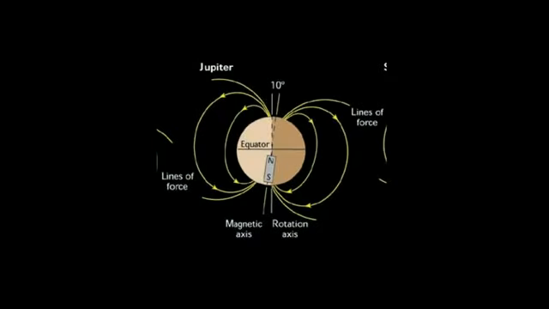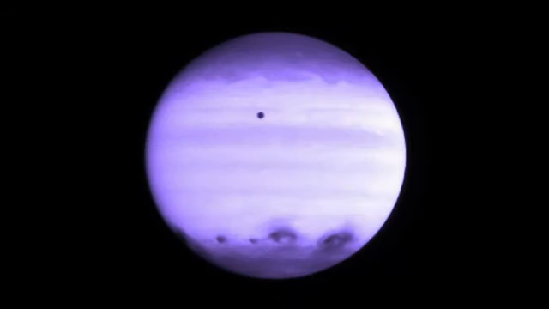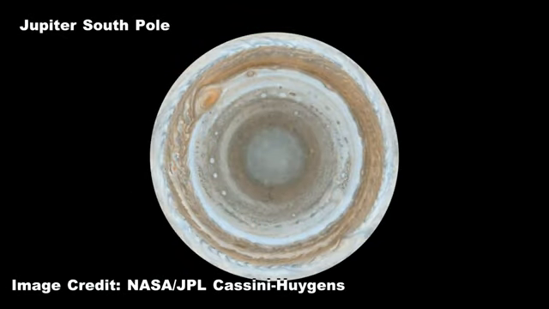Here we see that Jupiter's magnetic axis and rotational axis are not quite aligned, and that is why the rings of Jupiter are not as pronounced as the rings around Saturn. Notice the appearance of the polar areas of Jupiter. This image from NASA reveals the ring formations around Jupiter. These views of the poles of Jupiter reveal very organized patterns about its axis.